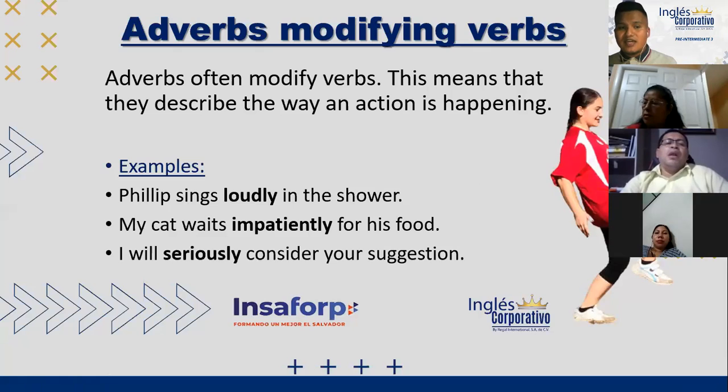So in this case, let's see the examples. Example number one, it says, Philip sings loudly in the shower. Now that you know the questions we have to use to find an adverb, which question would you use to find the adverb?